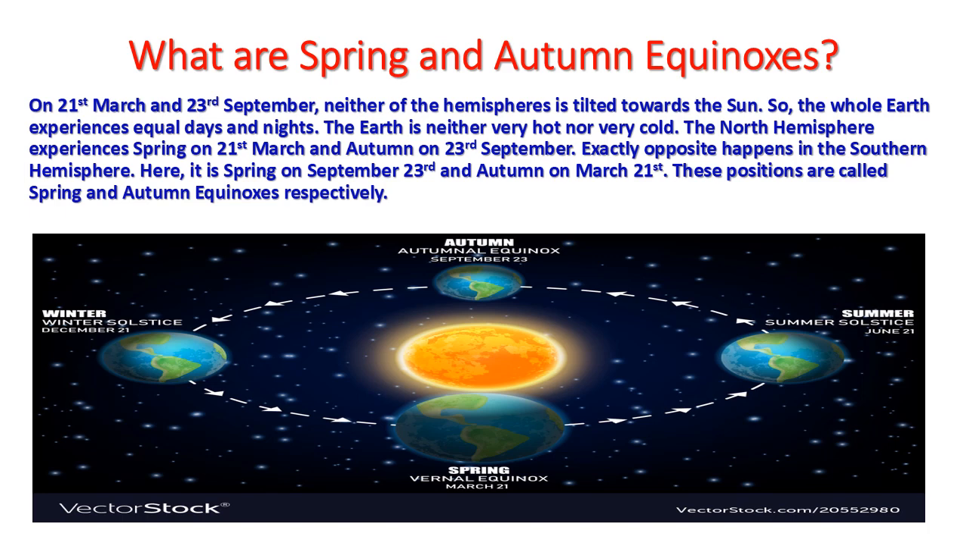The north hemisphere experiences spring on 21st March and autumn on 23rd September. Exactly opposite happens in the southern hemisphere. Here it is spring on September 23rd and autumn on March 21st. These positions are called spring and autumn equinoxes respectively. See the picture and try to understand the lines above.